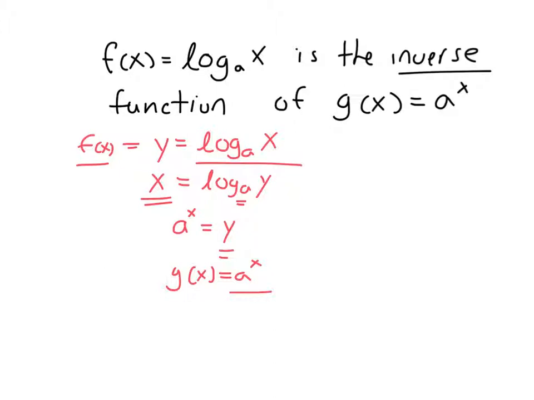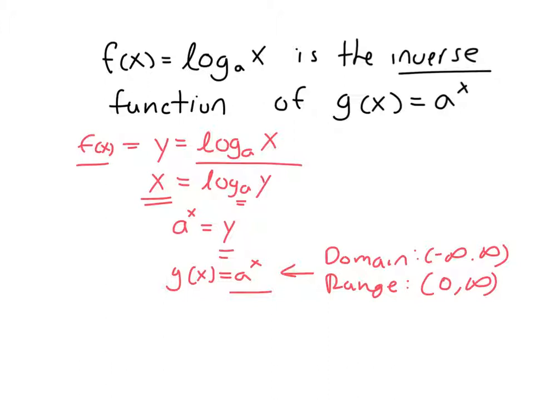So what does that mean? Why did I just go through that? Well, the domain and range of inverse functions are basically flipped, and we already know the domain and range for an exponential function. The domain for an exponential function is negative infinity to infinity, and the range is 0 to infinity, because remember we had that horizontal asymptote.